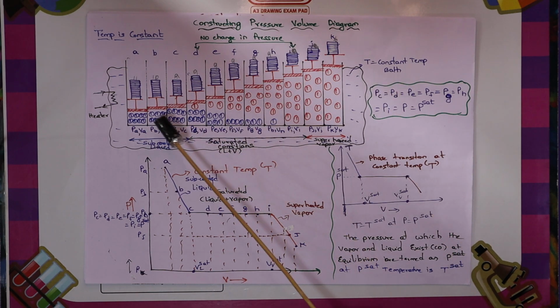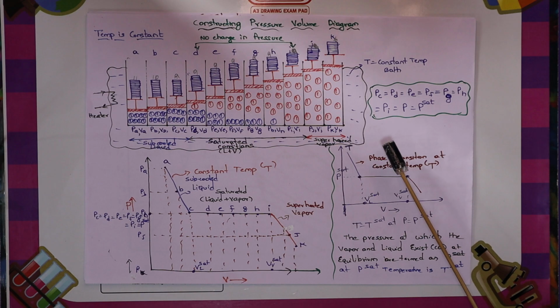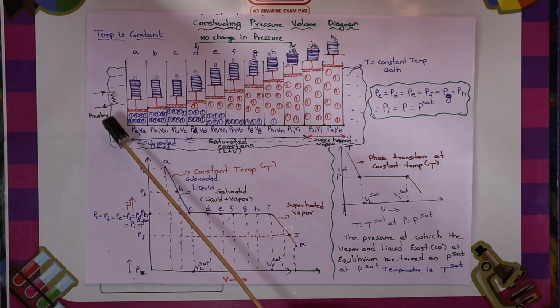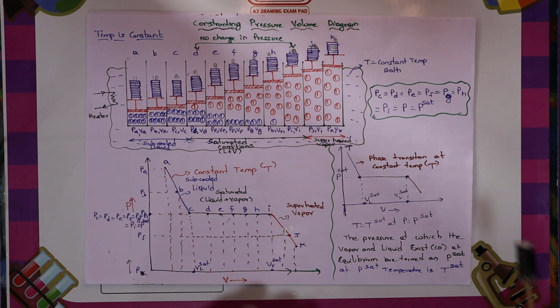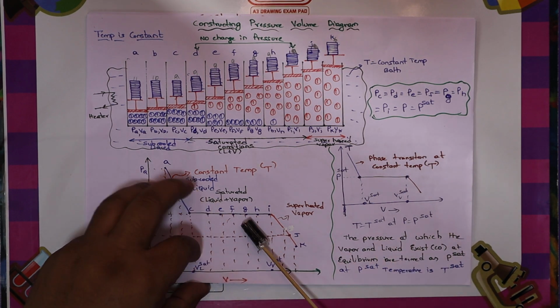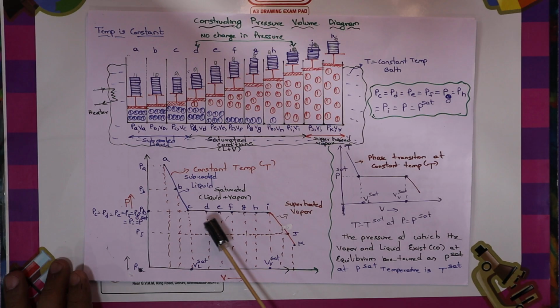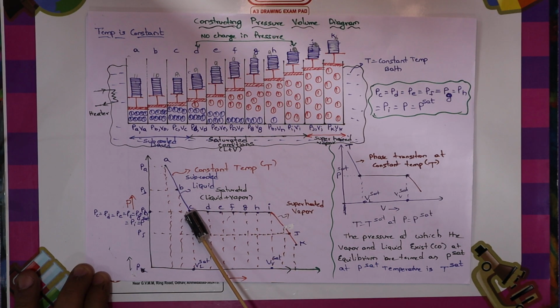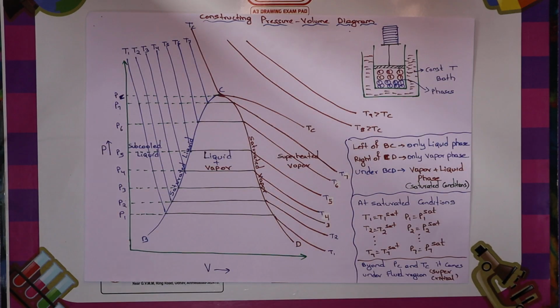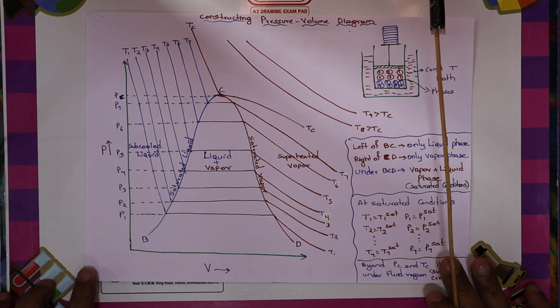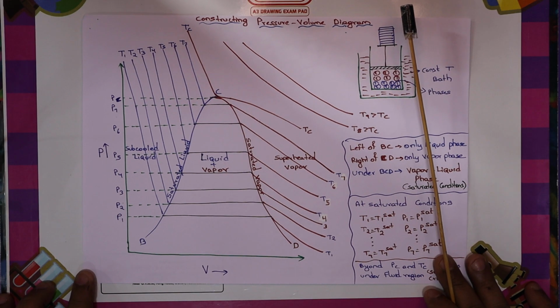What happens if I conduct the same experiment at a different temperature? Let us see what is going to happen. Now, because I am only interested in this particular region, liquid plus vapor and vapor, let us mark all these three at different temperatures. What is going to happen? See, the graph has emerged.